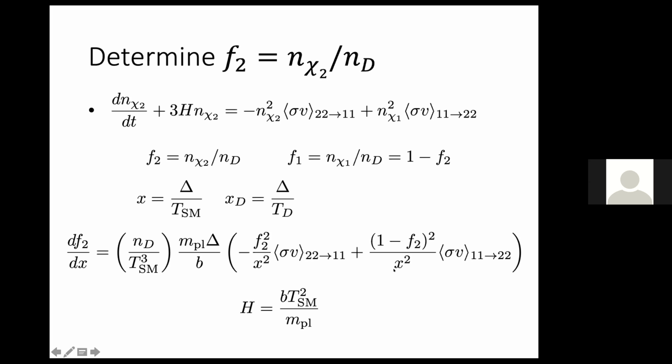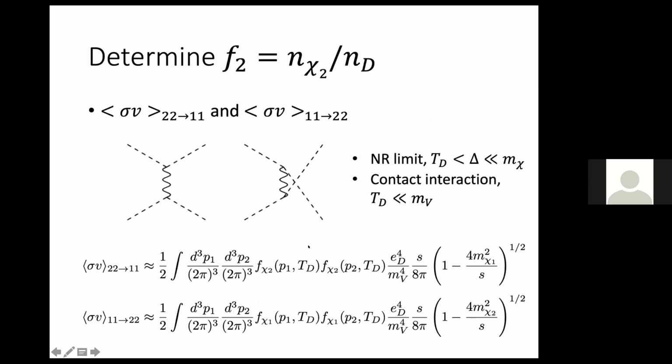Okay, roughly equal to this. And so this B is defined in this H, right? So it is a combination of the number of degrees of freedom and also some factor of pi's. Yes, it's an order 1 constant. So to solve this equation, we need first to calculate this cross section, okay?